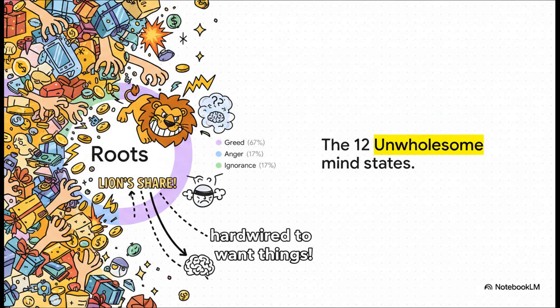And looking at the root causes of our problems, out of the 12 unwholesome states, a whopping 8 of them are rooted in greed. Only 2 are rooted in anger and 2 in ignorance. Greed takes up the massive lion's share of our negative mind states. We are literally hardwired to want things, and this system maps out exactly how that wanting happens.